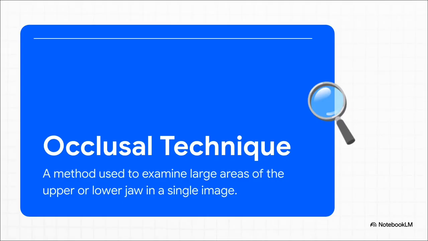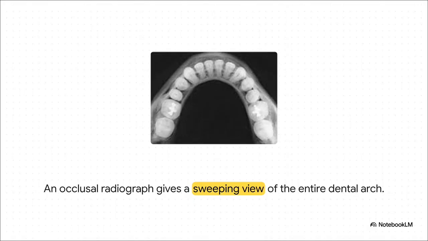This brings us to something called the occlusal technique. Just think of this as the detective's wide-angle lens. Instead of focusing on just a couple of teeth, this method is designed to capture a huge, sweeping view of the entire upper or lower jaw, all in one shot. And here is what that wide-angle view actually looks like. An occlusal x-ray gives you this kind of top-down map of the whole dental arch, and this perspective is incredibly useful for spotting the bigger picture.